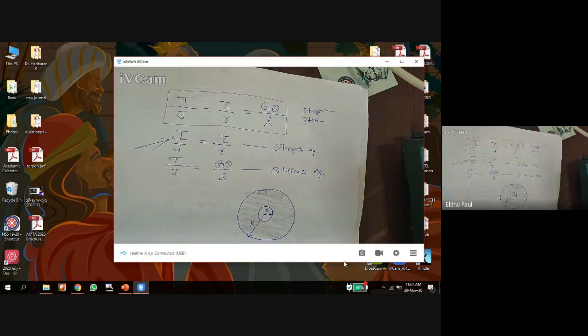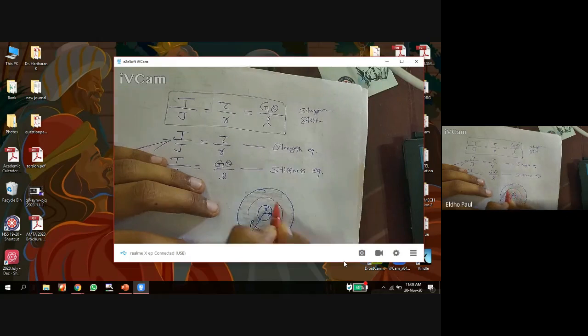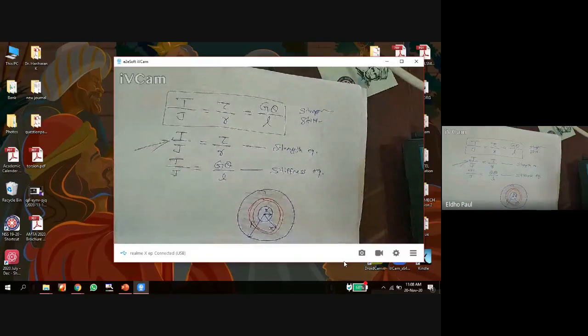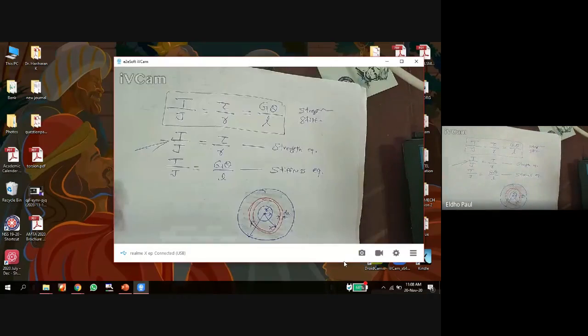Similar to the previous case, I take a small elemental area here, at a distance x from the center, with a cross section dx.